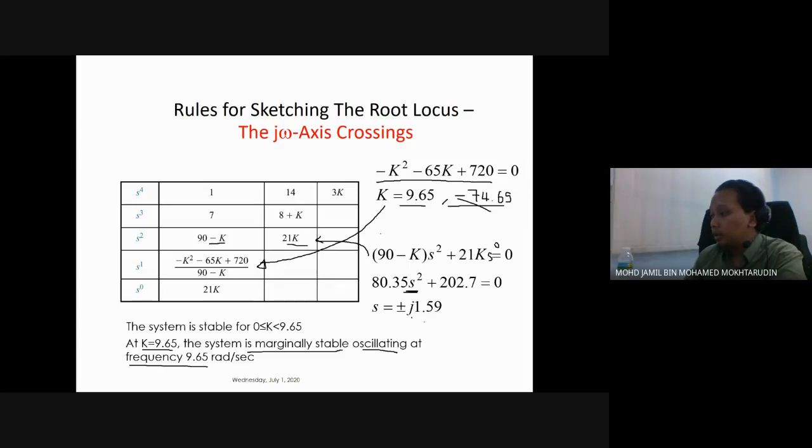So this is not the frequency. The frequency is here, 1.59 radian per second. So I made a mistake there. This is the frequency, which we call the damping frequency.